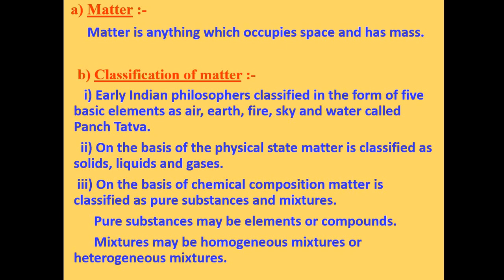Modern day scientists classify matter in two ways: on the basis of their physical properties and on the basis of its chemical properties. On the basis of physical properties, matter is classified as solids, liquids, and gases. And on the basis of chemical properties, matter is classified as elements, compounds, and mixtures.